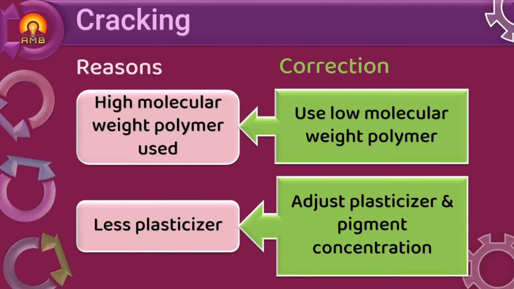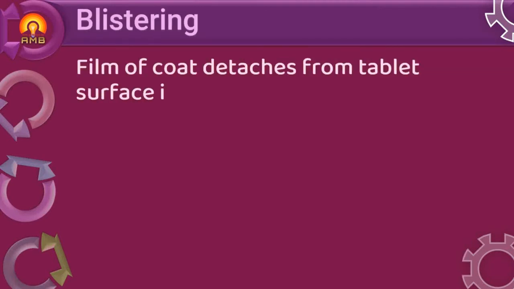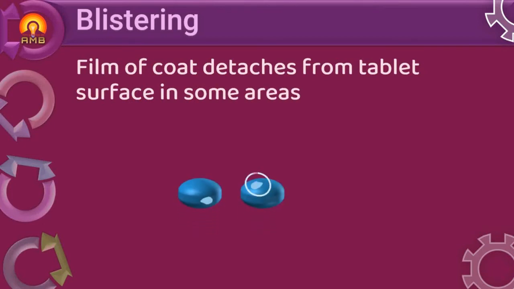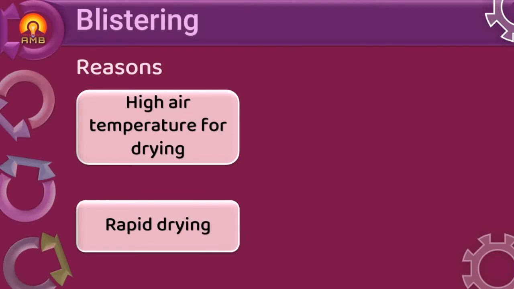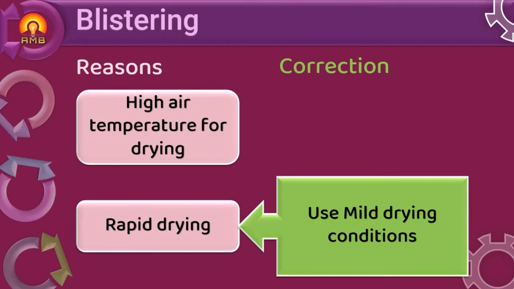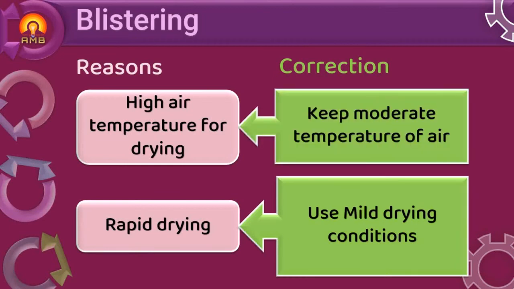Another defect that occurs during coating is blistering. If the film of coat detaches from the tablet surface in some areas, it is called blistering. It occurs if the temperature of hot air used for blowing is very high and drying takes place very rapidly. To correct blistering, mild drying conditions should be used and the temperature of air is kept moderate.